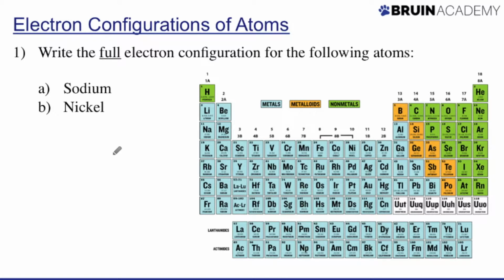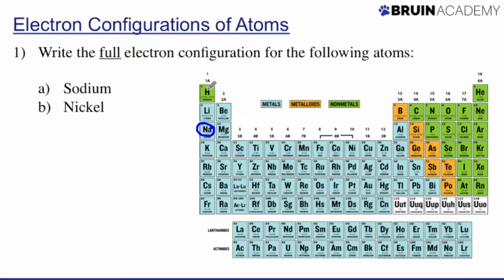So let's try some examples. It says, write the full electron configuration for the following atoms. The first one is sodium. So we find sodium. Sodium is Na. It is right here on the periodic table, atomic number 11.